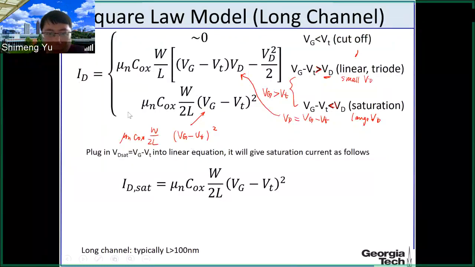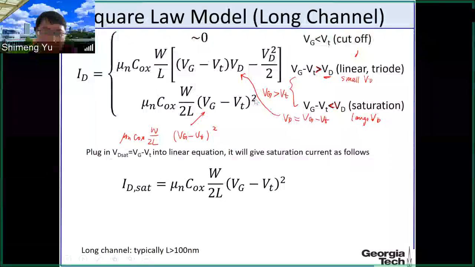So the current will remain this value, even when the Vd is larger than Vg minus Vt in the saturation. So this is called the saturation current, this one, ID sat, when you plug Vd sat equals Vg minus Vt into the linear equation. So you see this is no longer a function of the VD in the saturation, because the current only depends on the gate voltage. We don't see VD here. That's why it's a constant regardless of the VD.